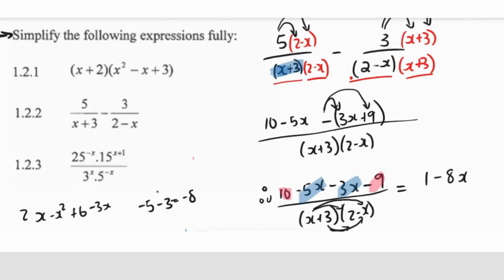We're going to have this term and that one are like terms. So we're going to have minus x squared minus x plus 6, that which is our denominator there, minus x squared minus x plus 6.